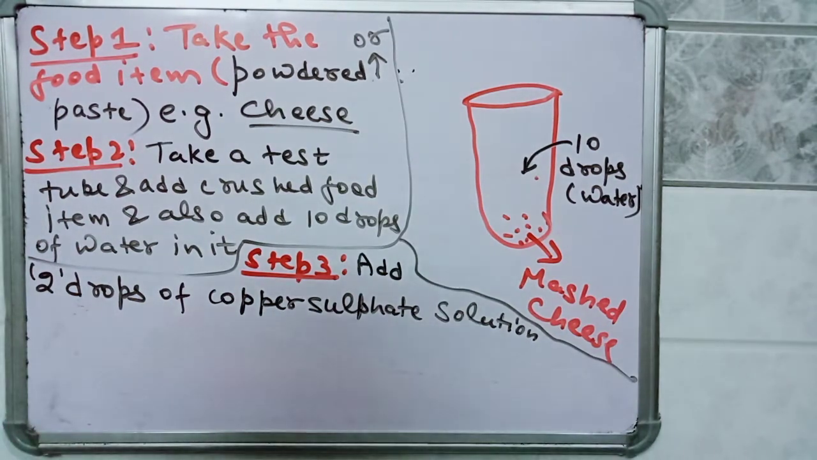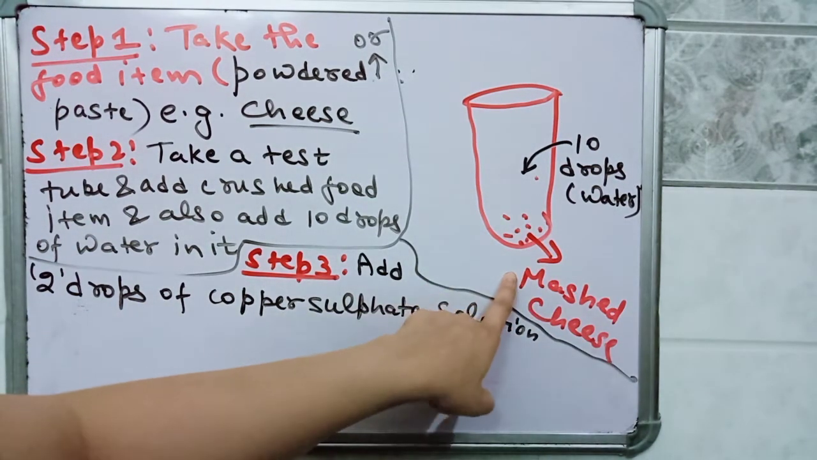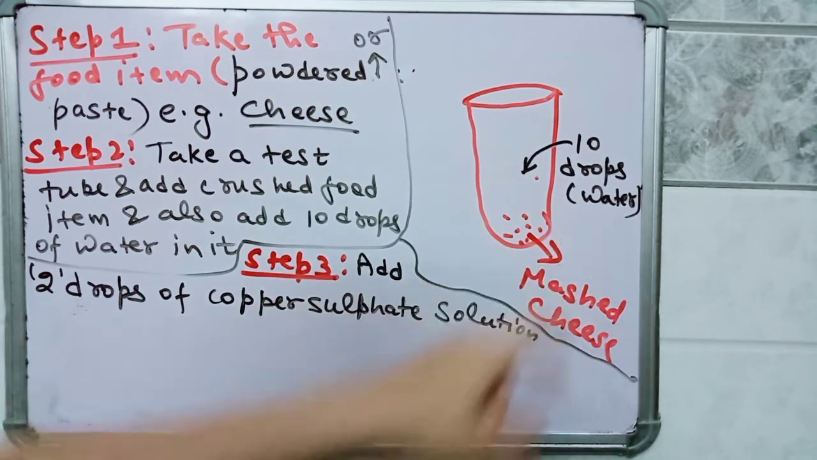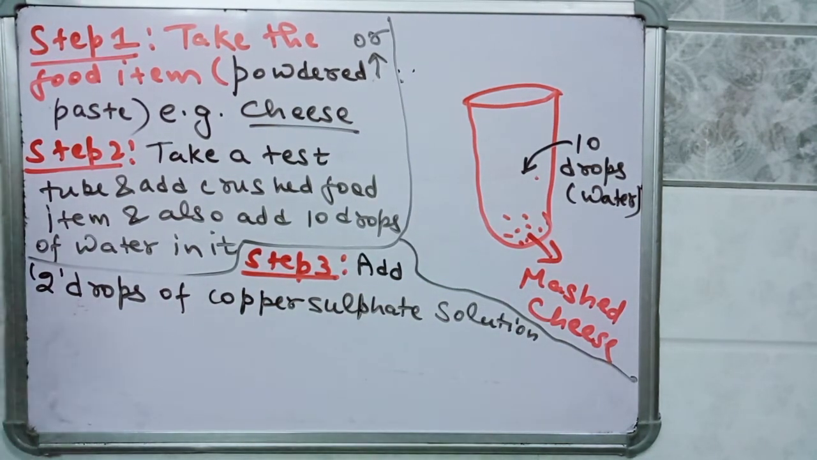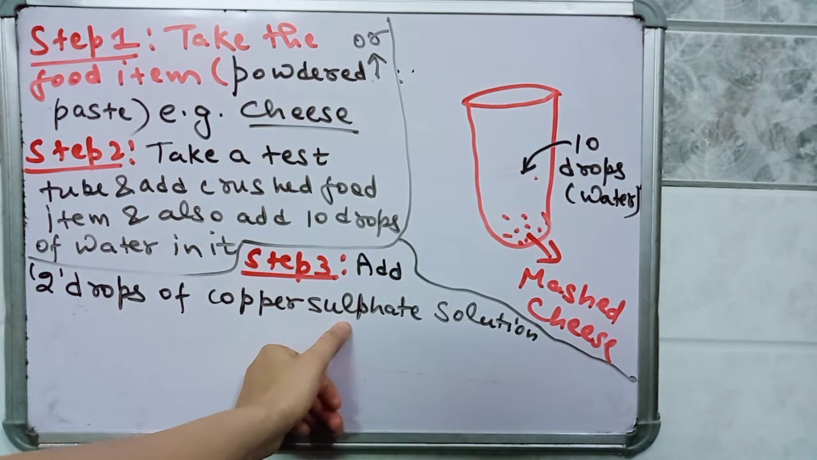In the same test tube in which mashed cheese is already present, and 10 drops of water is present, add 2 drops of solution of copper sulfate that we have discussed earlier. We have discussed how to prepare this copper sulfate solution earlier. This solution is blue in color.